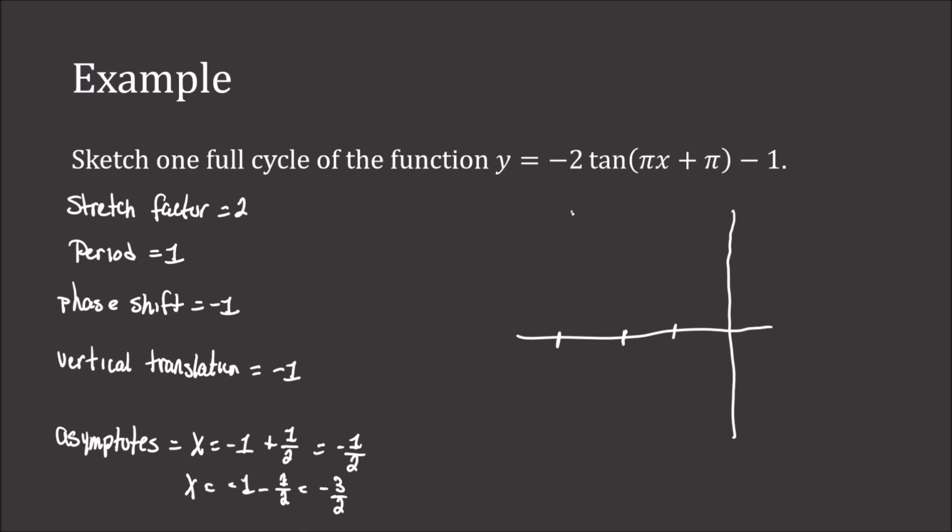So we have those two. And the graph is going to look something like this. So we're going to have a point down here. And it'll do something like that.